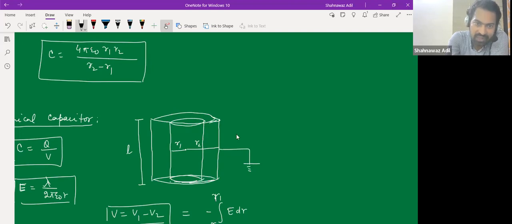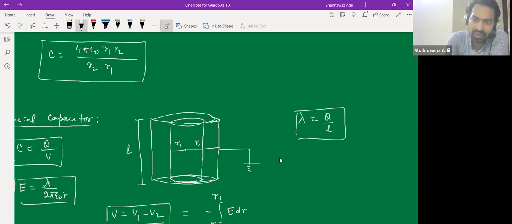So you have this linear charge density. What is the linear charge density lambda? Can you guys tell me what is this linear charge? Q by L. Absolutely correct. This is Q by L.